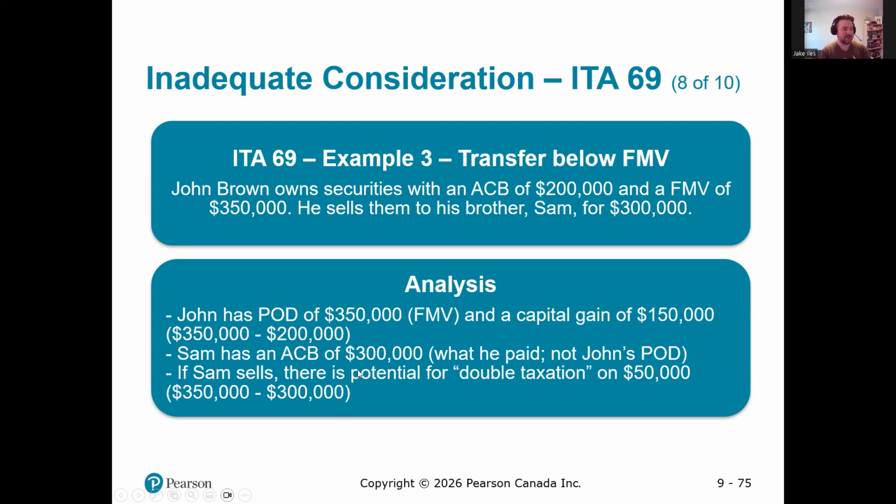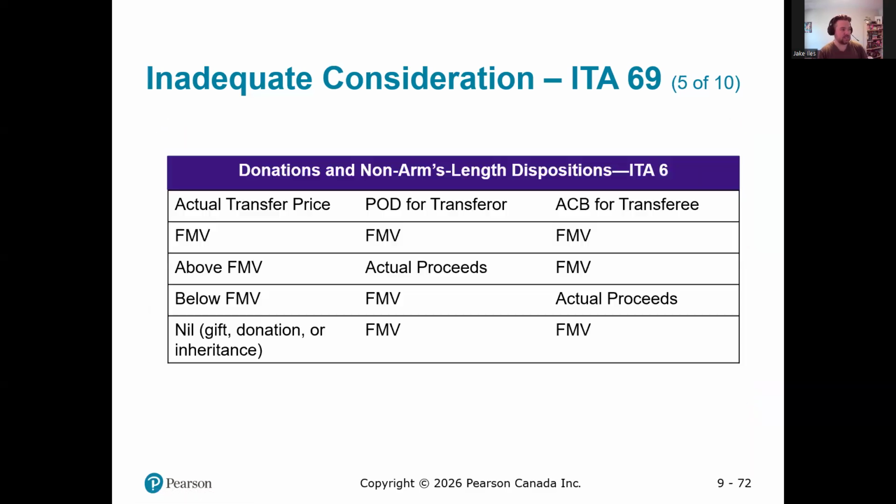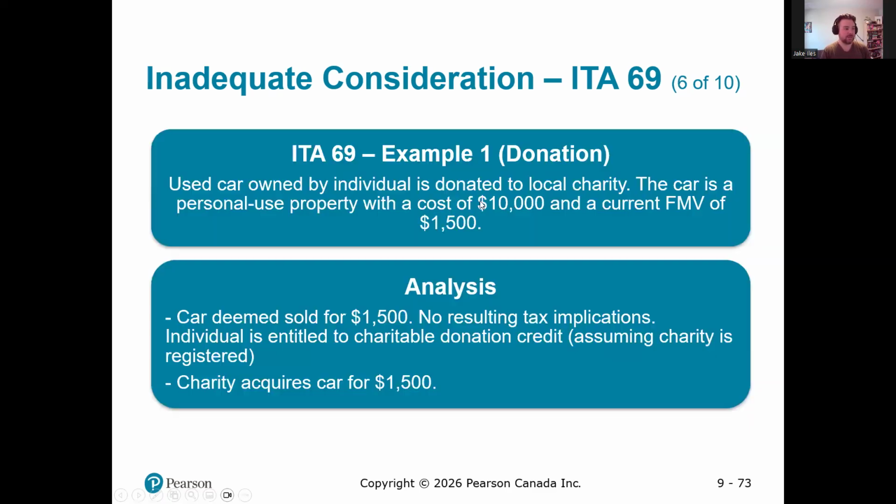If Sam sells, there's a potential for double taxation on that $50,000, the difference between proceeds paid and fair market value. So this table above fair market value, if the proceeds are more than fair market value, seller reports proceeds. If proceeds are below fair market value, seller reports fair market value. So the seller is always going to report proceeds of the higher number, and the buyer's cost is always going to be the lower of those two numbers.